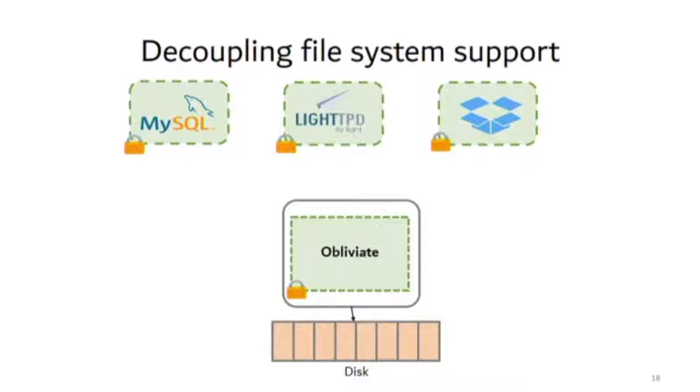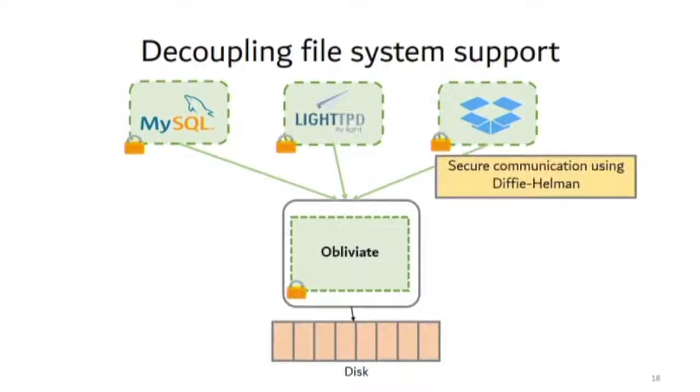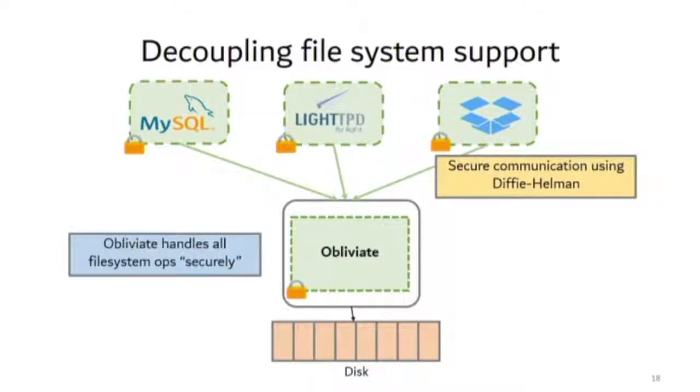We're trying to follow the same model, and we say that we have a bunch of different enclave applications over here. All these enclave applications are going to connect to one single central point. Obviously we have to ensure this is a secure communication, which can be ensured between enclaves using Diffie-Hellman. And then we have to make sure that Obliviate, this central point, handles all the file system operations, all the file system calls, in a secure manner. So we have one central point, and we put all the burden of creating completely secure file systems on this enclave, rather than individual enclaves having to do all this on their own.